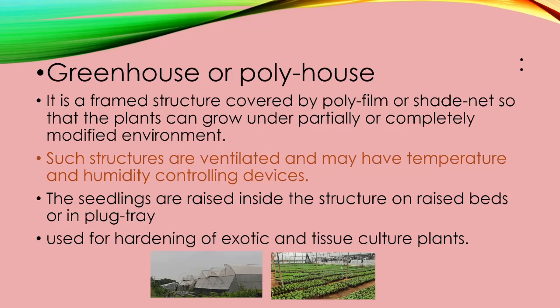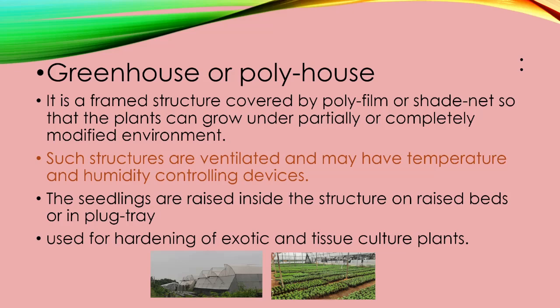The seedlings are raised inside the polyhouse or greenhouse on raised beds, or sometimes they are also grown in plug trays. These greenhouses or polyhouses are used for hardening of exotic and tissue culture plants also. That means these are used to acclimatize the plants which are introduced from remote areas, that is, the exotic plants can be acclimatized using these greenhouses.